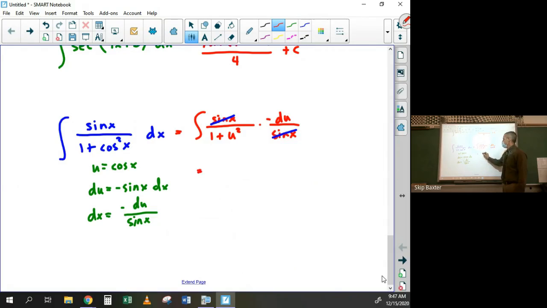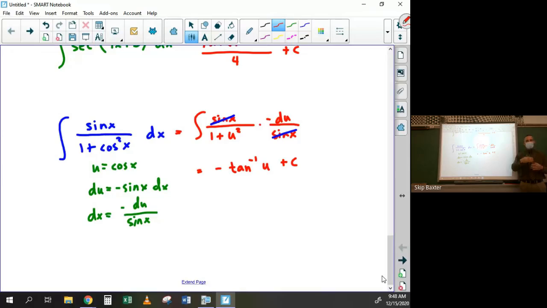So this is negative inverse tangent of u plus c. Or I could have written inverse cotangent of u plus c, right? It would be the same thing. Now wait, I'm going to rephrase that. It's not the same thing. How are those two functions related? How is negative inverse tangent related to positive inverse cotangent?